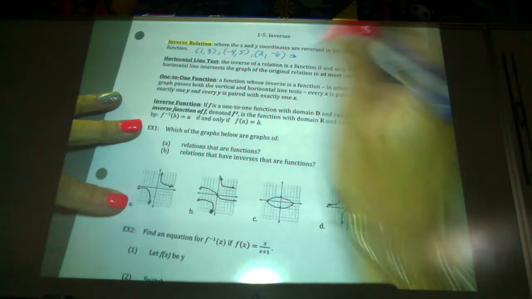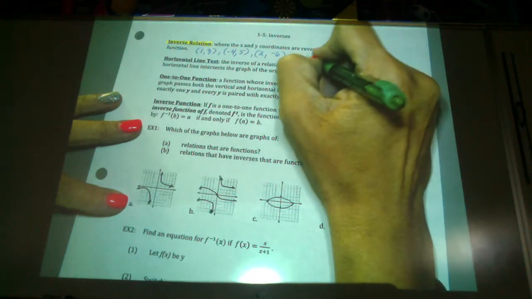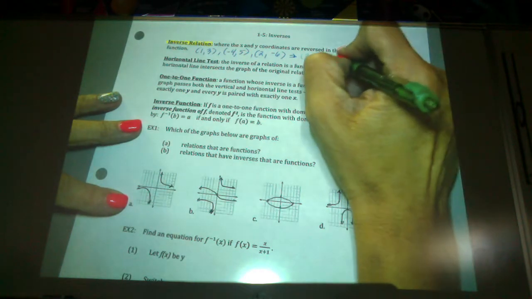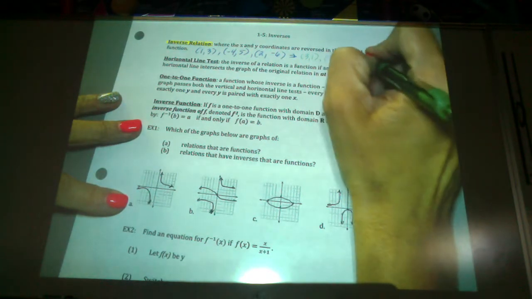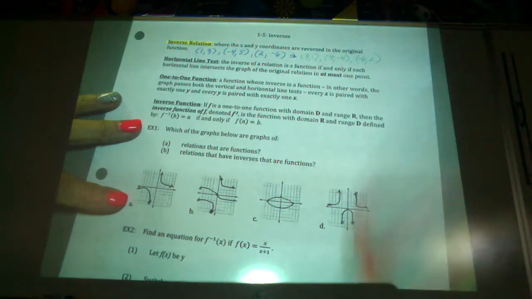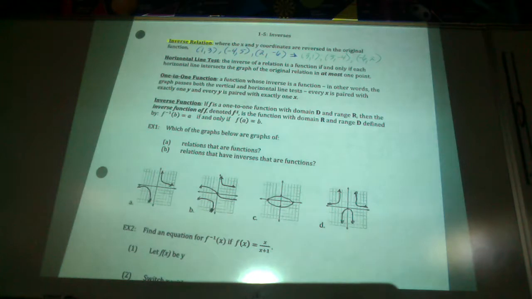And the inverse of that would be, just switch the x and y's. 3, 1. Notice I'm not changing signs. 5, negative 4, negative 6, 2. It's all an inverse is. Simple. With ordered pairs anyway. Obviously, it's a little bit more complicated.